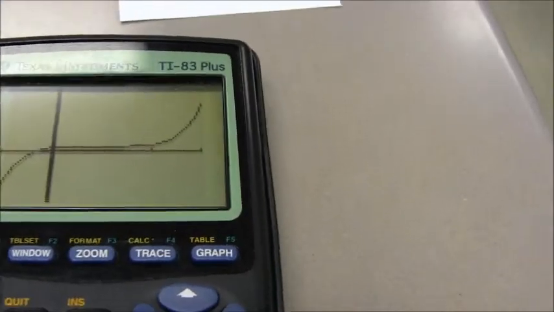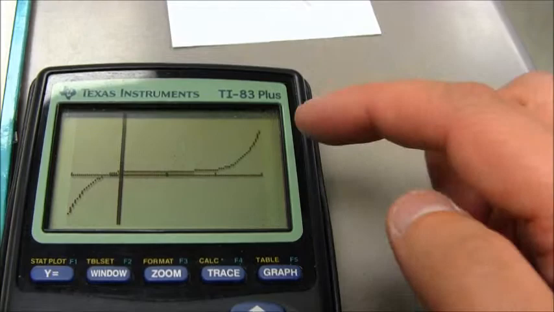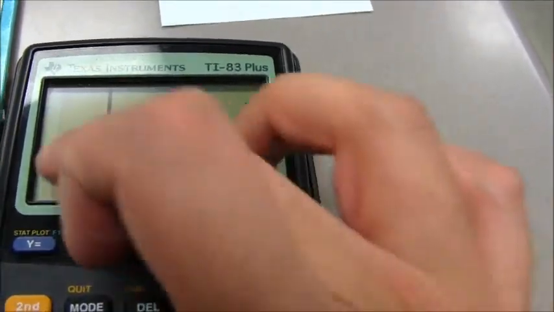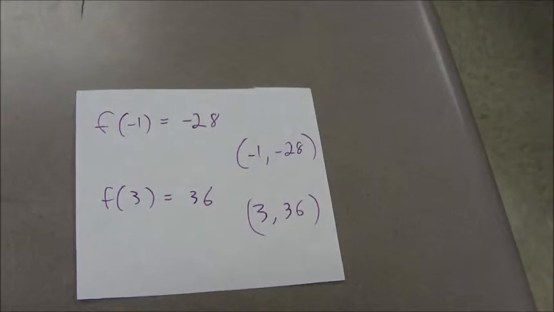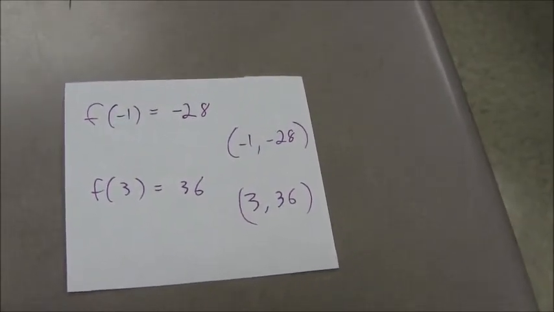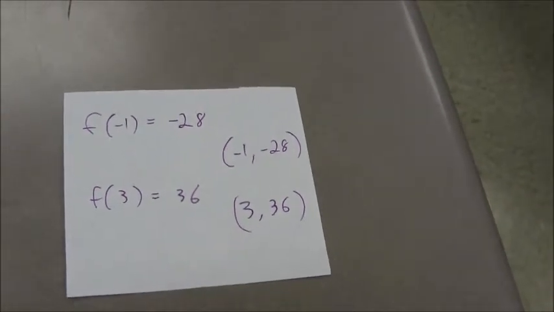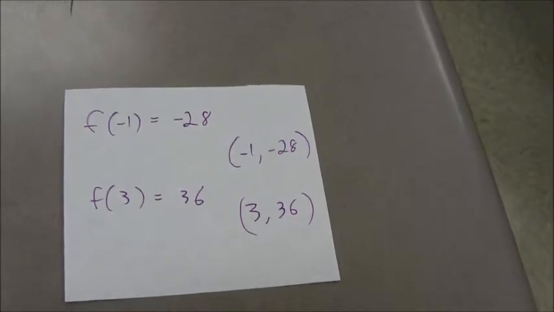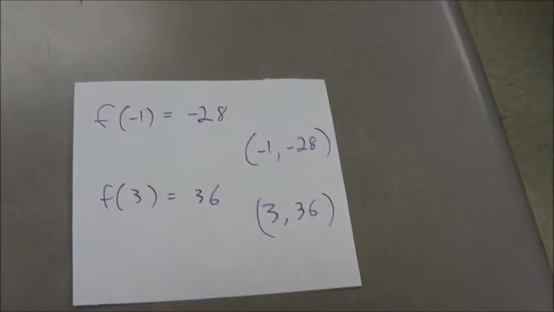It asks for maximum and minimum values. I can see the maximum value is going to happen over here when x is equal to 3. The minimum value on the interval, which is actually a little bit off here, is going to happen over here when x is equal to -1. So I just went ahead and found those functional values. f of -1 is -28 when you substitute back into the function. So -1, -28 is a point there, and that'll be the global minimum value, by the way. And then f of 3 is 36, and 3, 36 will be the global maximum point.